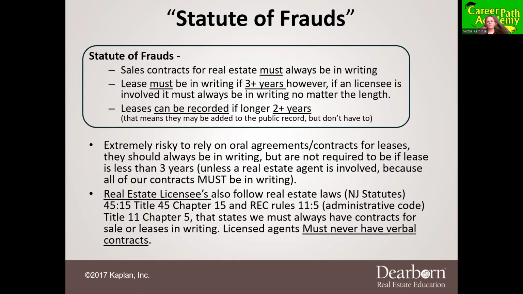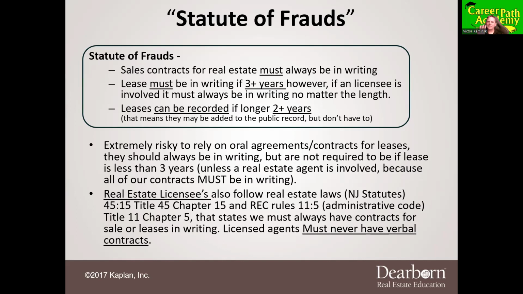However, real estate agents, we need to follow the Real Estate Commission's rules and the administrative code. We need to follow state laws and administrative code. Pertaining to real estate licensees under the administrative code, any contract that we do has to be in writing. We cannot have verbal contracts with our clients. It has to be in writing always.